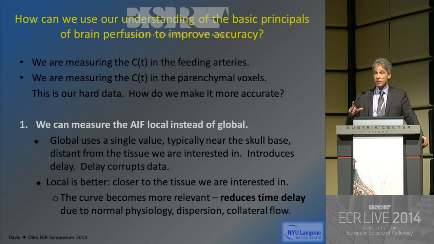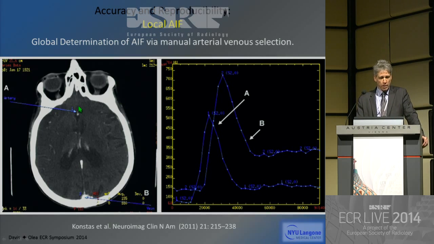We now know enough, we meaning everyone in the audience, now knows enough because you understand the basic principles of brain perfusion to kind of get around this, to figure out how can we improve on this. So there are a couple of things that we can do. The first thing we can do is we can measure arterial input function local instead of global. So people are used to global single values. When you do a cerebral perfusion study, you put your marker on one of the blood vessels going into the brain, and that is your arterial input function. The problem is there's a long delay between that artery and the tissue, and we know that delay is bad because delay cuts off the end of the curve.